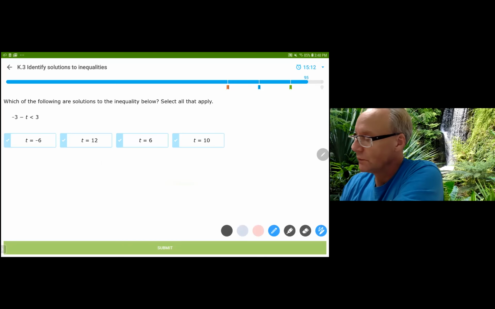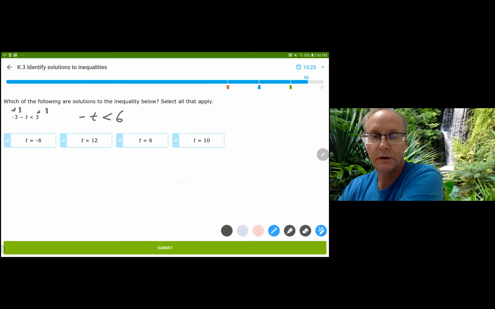And this one, we're going to add 3 to both sides so that I get rid of this negative 3 here. And I get negative t is less than 6. Now what I'm going to do, be very careful. I wouldn't recommend getting rid of that negative yet, because it's going to be a problem that when you multiply both sides of an inequality by a negative, you have to change the sign. Probably safer to just take the negative t in each case.